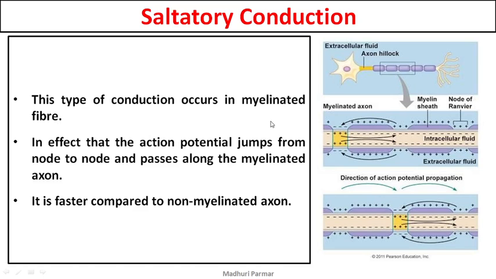In effect, the action potential jumps from node to node and passes along the myelinated axon. ये Ranvier's node से Ranvier's node तक jump करेगा and it is faster compared to non-myelinated axon. कितना fast है बताऊं आपको? This saltatory conduction, it occurs at the speed of 200 meter per second. तुम्हारी हाइट मीटर में देखो और फिर सोचो कि 200 मीटर पर सेकेंड मतलब कितना फास्ट हुआ. क्लियर? सो ये सॉल्टेटरी कंडक्शन जो है इट इज वेरी फास्ट, इट अकर्स इन माइलिनेटेड फाइबर्स.